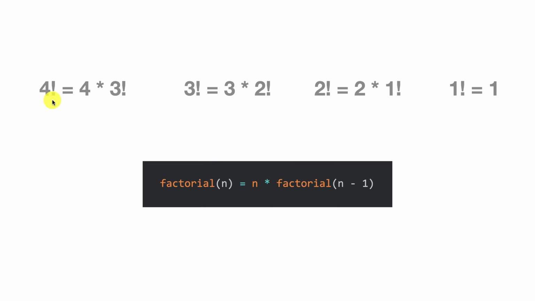So if we have 4 factorial, this is just 4 times 3 factorial. Then 3 factorial is 3 times 2 factorial, and so on. So we keep solving this factorial function with different values.